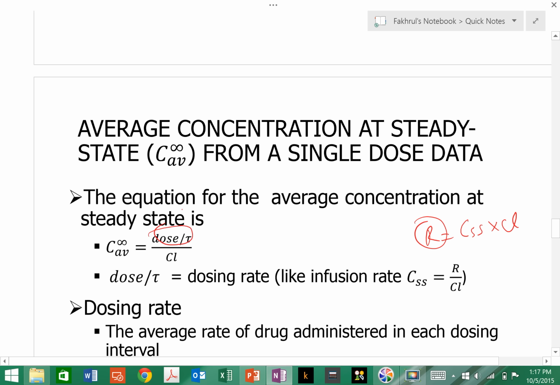So this is my dosing rate. So here you can calculate C average. This R is nothing but dose by tau. So from this equation you can calculate C average: dosing rate divided by CL.